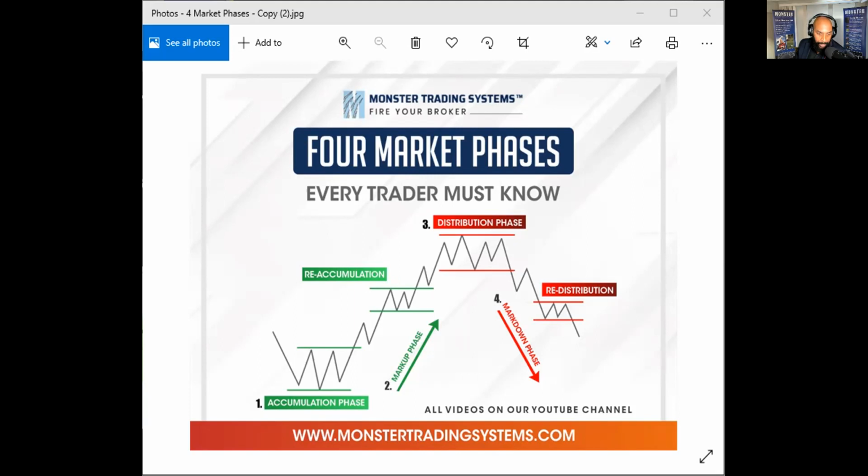So here is an example. We're going to buy here. Price broke support right here in the distribution phase. We would have gotten out here. So our trade would be buy here, sold here.